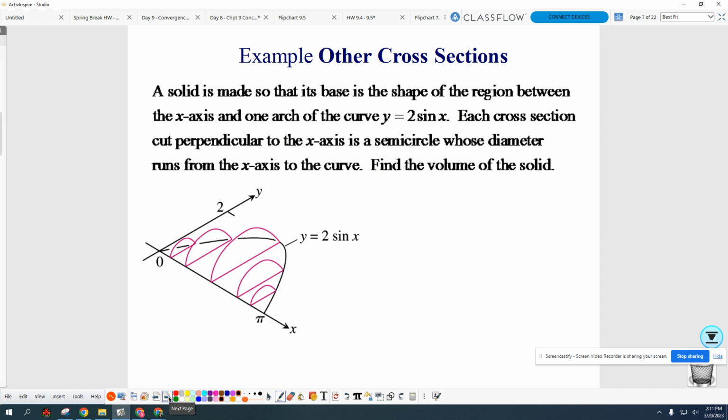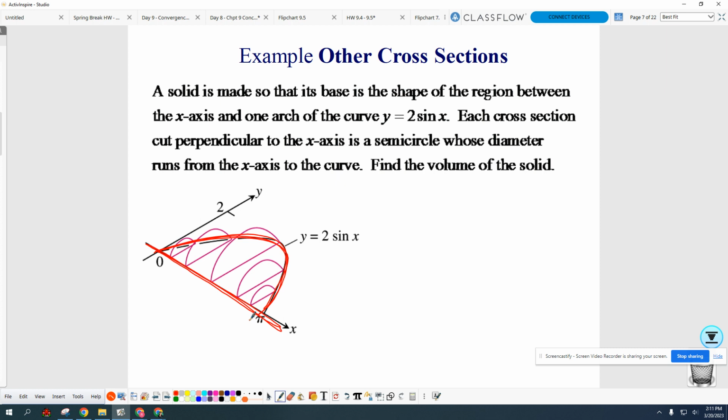This is a horrible way they write these problems. A solid is made so that the base of the shape is the region between the x-axis and one curve of y equals 2 sine x. So they're first describing the little cookie cutter print that these shapes are squirting out of. Okay, so we have the x-axis and one arch of y equals 2 sine x. And then they explain some stuff.